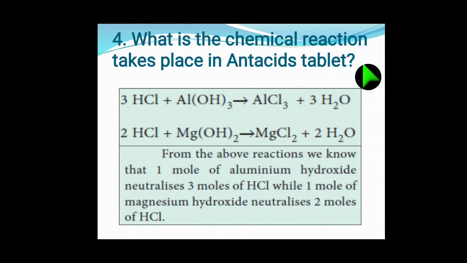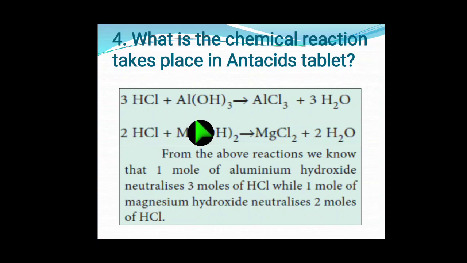First we have to see the chemical reaction. Antacid tablet, what is it? It is nothing but a Gelusil tablet. It contains aluminum hydroxide or magnesium hydroxide. These two compounds are bases. We know very well that gastric acid is nothing but hydrochloric acid, which is present in our stomach.